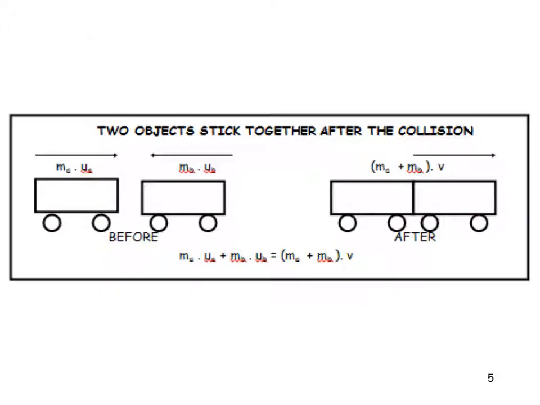Not difficult. What about if the two objects stick together? Here they come along with their two separate masses and velocities. I add those together before. Afterwards, their masses combine and there's a new velocity.